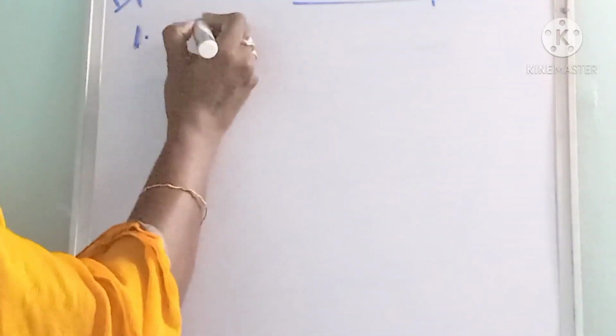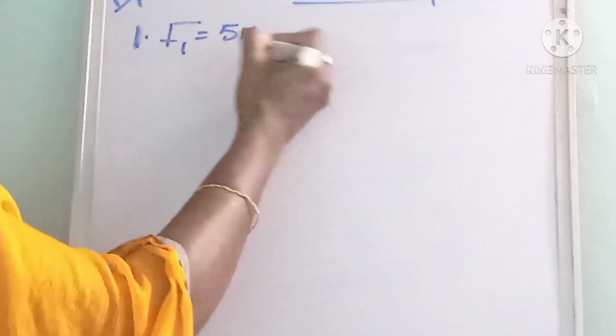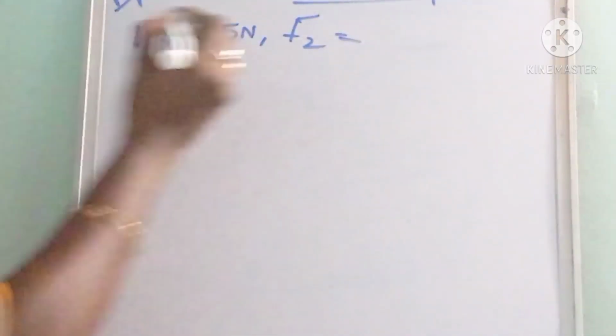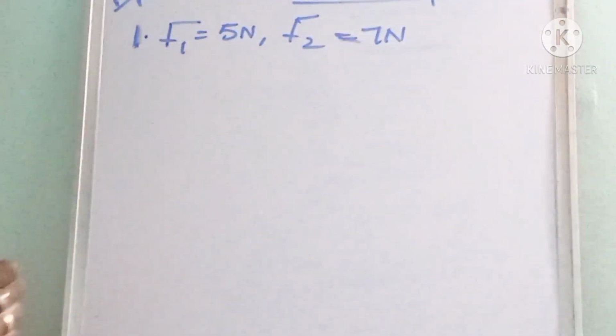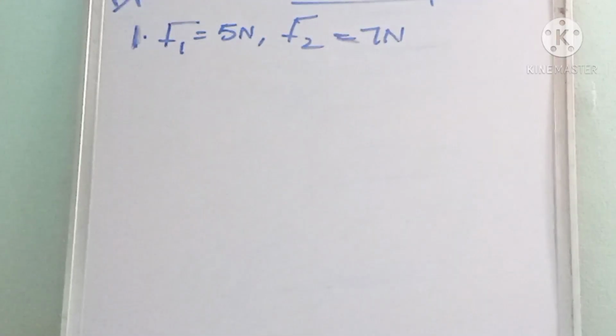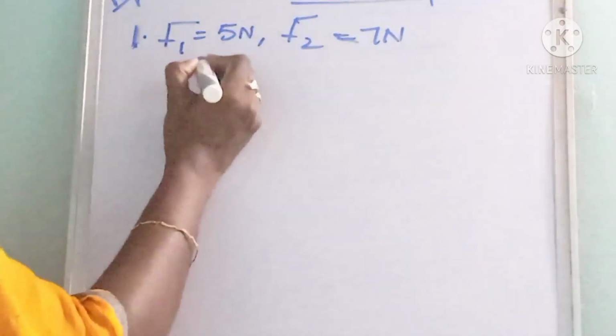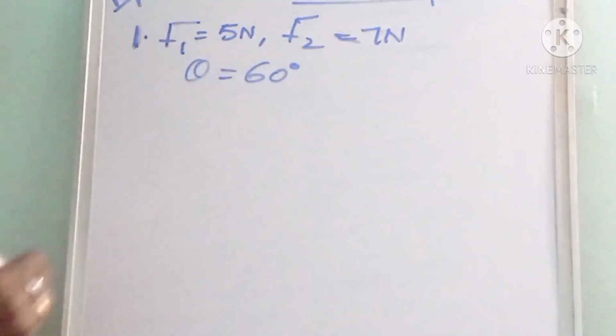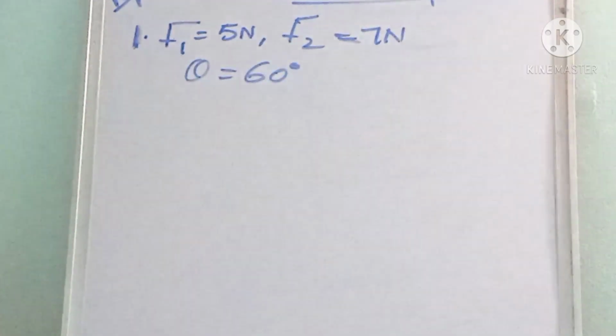Okay, let's do the first problem. Two forces, 5 Newton and 7 Newton, act on a particle with an angle of 60 degree between them. Find the resultant force. Here we have two forces. F1 is taken as 5 Newton and the second force F2 is 7 Newton. These two forces act on a particle with an angle of 60 degree between them, that is, angle theta equal to 60 degree. Next we have to find the resultant force.